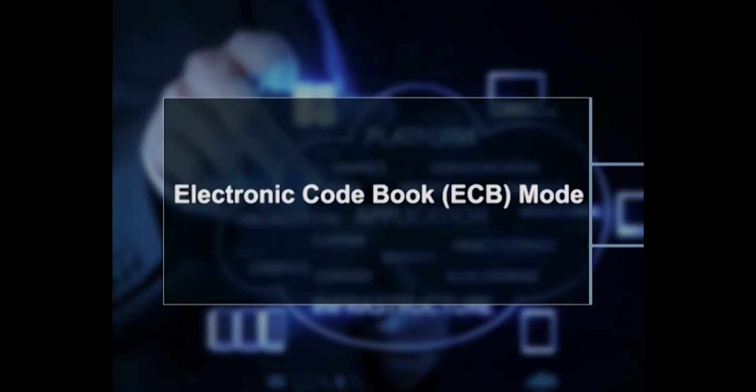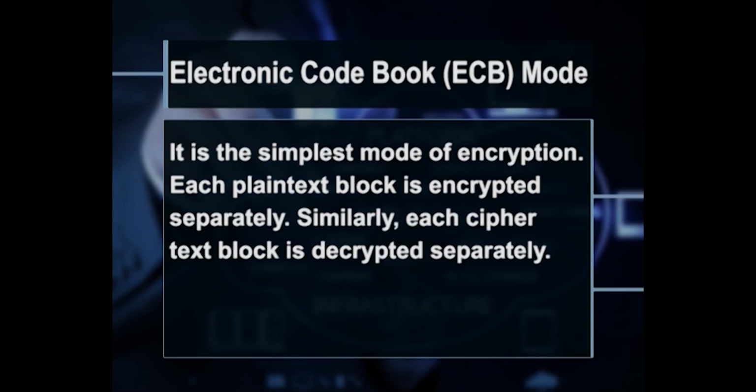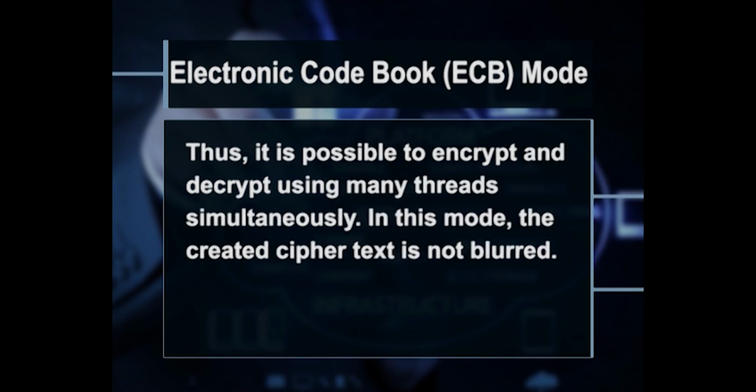Electronic Code Book, ECB mode. It is the simplest mode of encryption. Each plaintext block is encrypted separately. Similarly, each cipher text block is decrypted separately. Thus, it is possible to encrypt and decrypt using many threads simultaneously. In this mode, the created cipher text is not blurred.